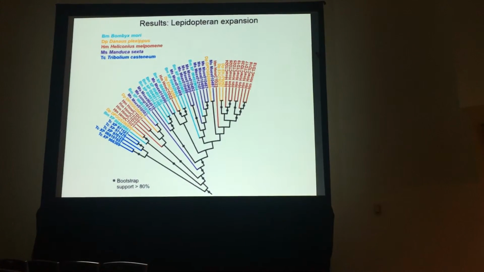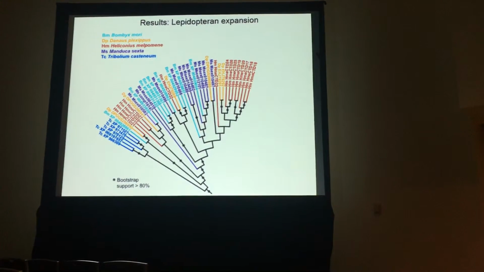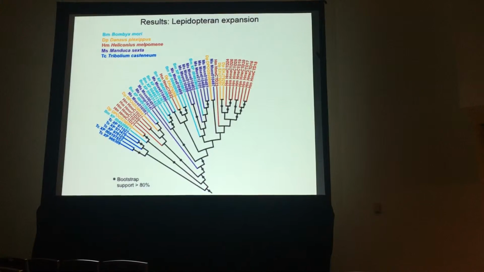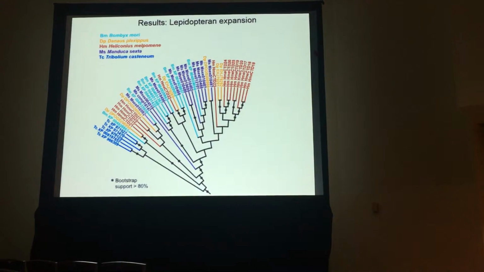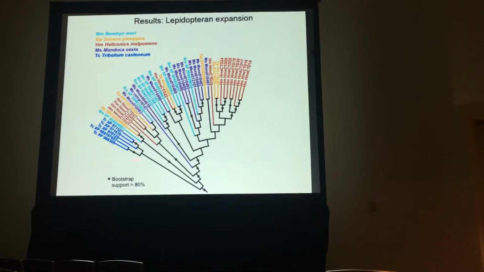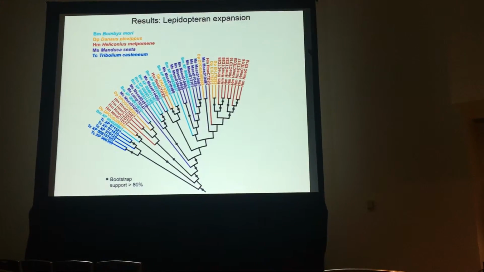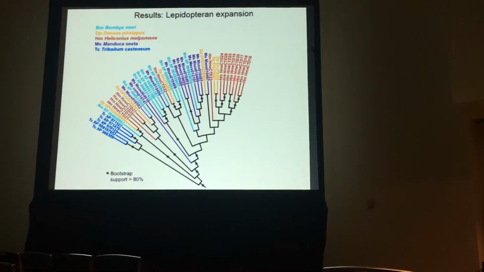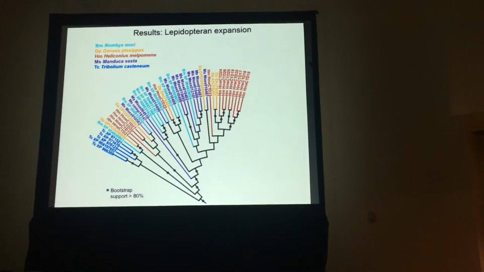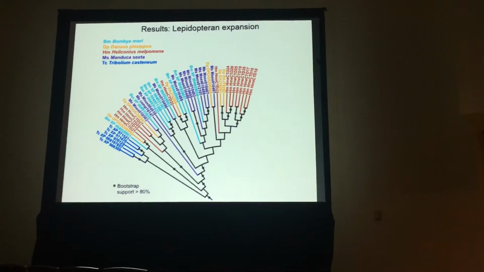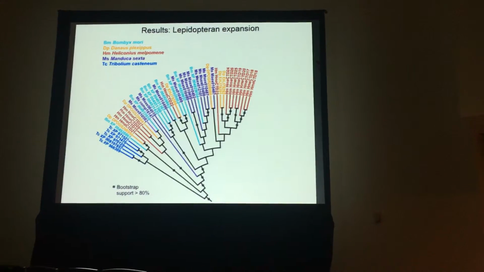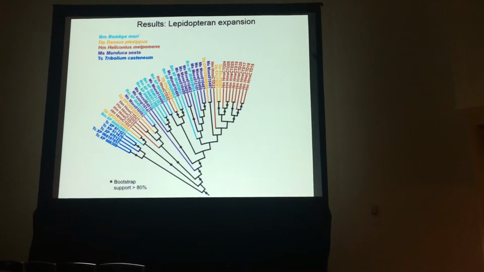So for my results, here is a branch of the tree. I'm not going to show you the full tree because it's a little bit overwhelming. But as you can see, this is Tribolium, this is a beetle, and this is the Lepidopteran expansion. It holds true for Heliconius. Heliconius is here in red. We do see that there's a lot more of these CRAL-TRIO domain genes in Lepidopterans compared to other insects.